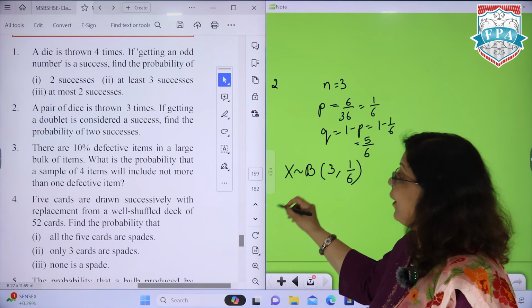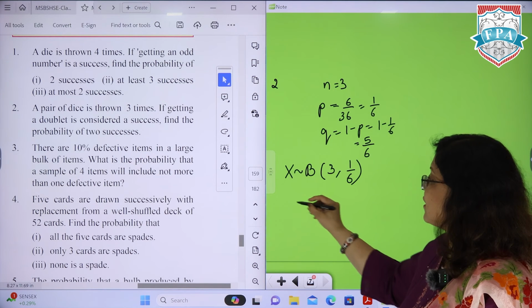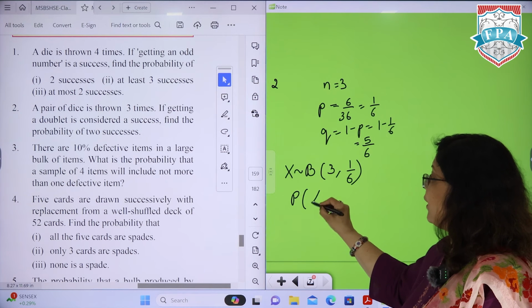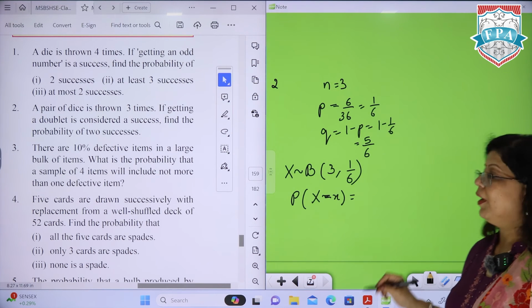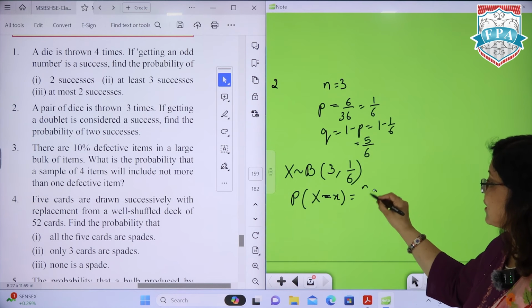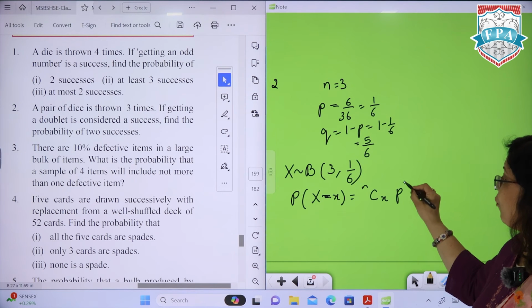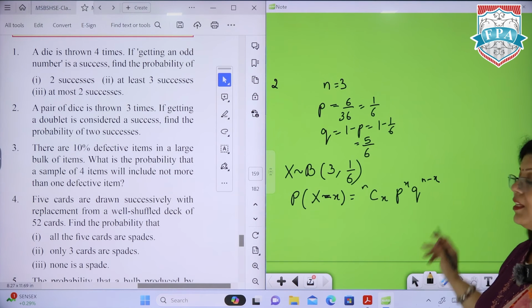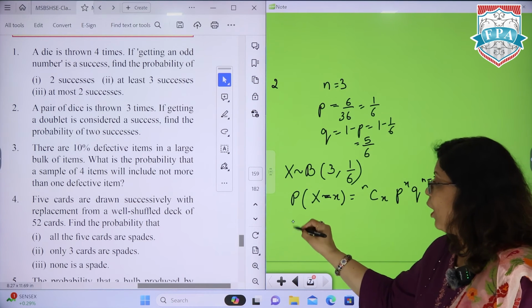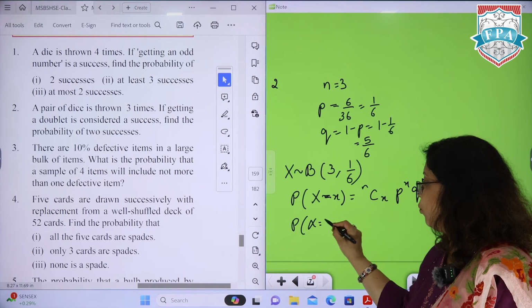Now we have to find out the value for two successes. The general probability for X equal to small x is nCx p to the power of x q to the power of n minus x. This is the general formula. Now we'll apply this for x is equal to 2.